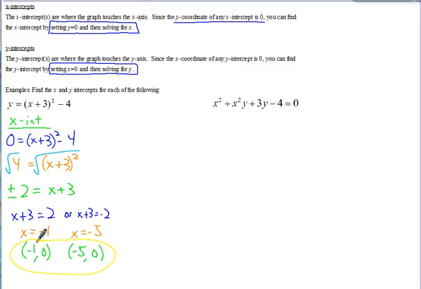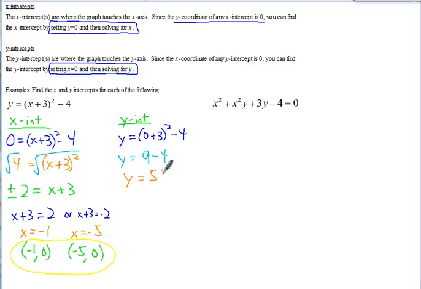Now let's see if this has any y-intercepts. To find the y-intercepts, we let x equal 0. So we solve for y. y equals 0 plus 3 squared minus 4, and just solve this for y. So it's just a matter of simplifying because the y is already by itself. 3 squared gives you 9 minus 4. So y would equal 5.